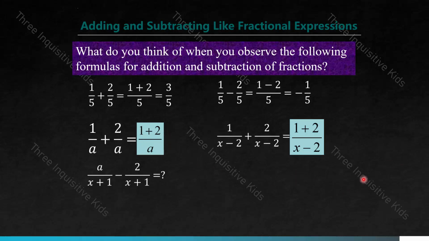For the second one, you have (1 plus 2) over (x minus 2). Here, the expression x minus 2 is the denominator. So the denominator is now not just one number, it's a whole expression. Anyways, since they are like fractions, they have the same denominators, you keep the denominator while adding or subtracting the numerators. And finally, for the last one, you also keep the denominator while adding or subtracting the numerators. So you have (a minus 2) over (x plus 1).